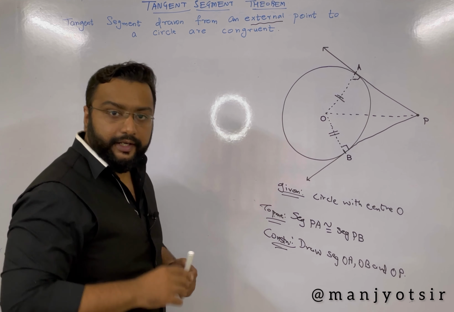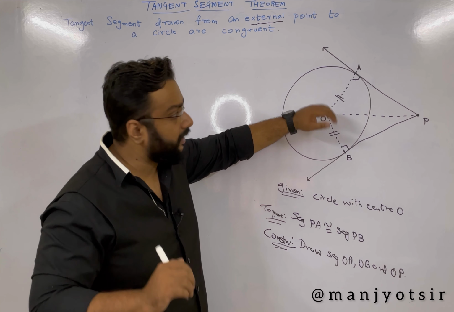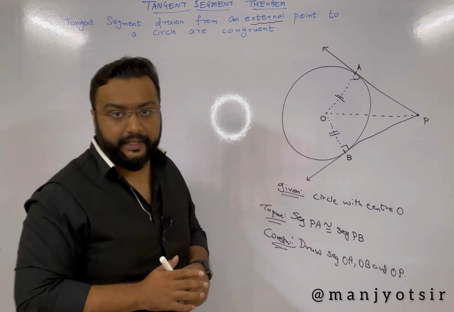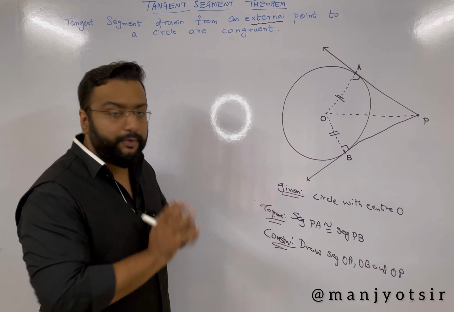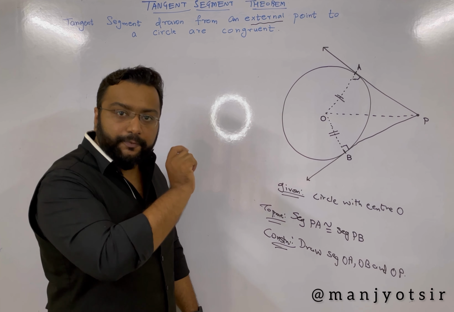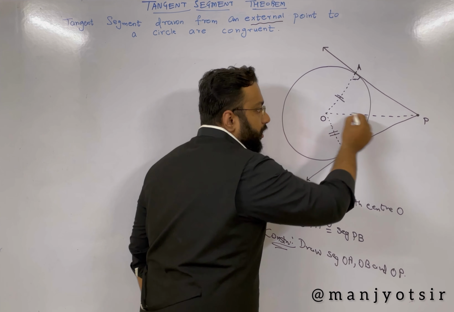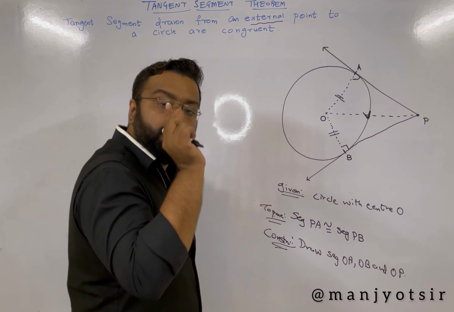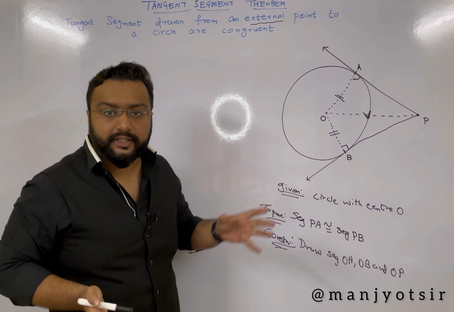So we have two conditions. One is OA congruent to OB, radii of the same circle. Then we have angle A congruent to angle B since they are both 90. Now we need one more condition. One more condition is very simple. Observe both triangles carefully. If you observe, OP belongs to both triangles. That means we can say OP is congruent to OP by common side. Very good. So we have three conditions over here.